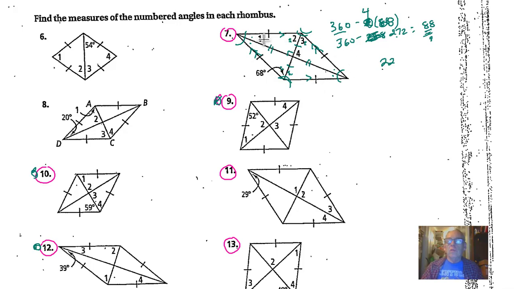Angle 1 is going to be 22. Angle 2 is going to be 68. Angle 3 is 68. Angle 4 is 90. And those are the angles.